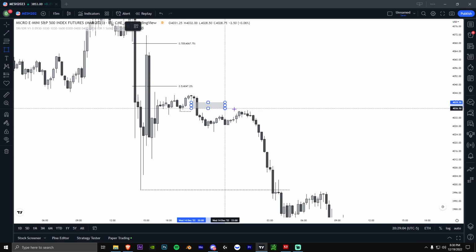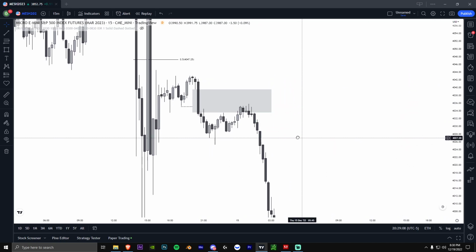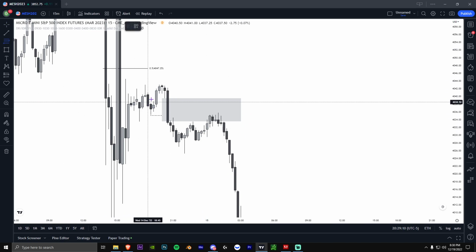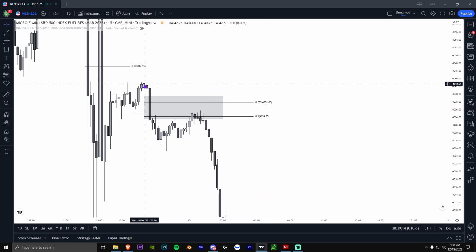We form the fair value gap. And then boom, what happens? We reject this fair value gap and then back down again. So another textbook example. And was this in premium? Yes, it was. If we draw the fib from this high to this low, it was right above the 0.75. I'm guessing around the 0.62.